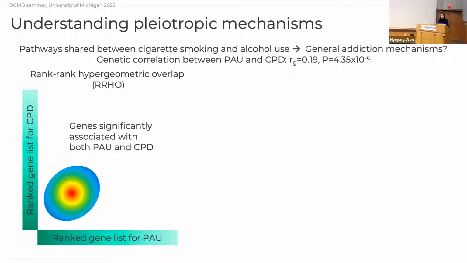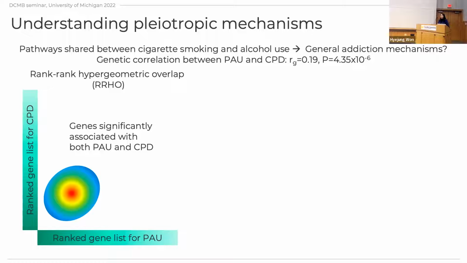What it does is that it ranks the gene list for problematic alcohol use based on the H-MAGMA output, and also ranks the gene list for cigarettes per day based on H-MAGMA output, so that any genes with significant p-values will be ranked closer to the top. And then you could actually infer the genes that are shared in both of these lists.